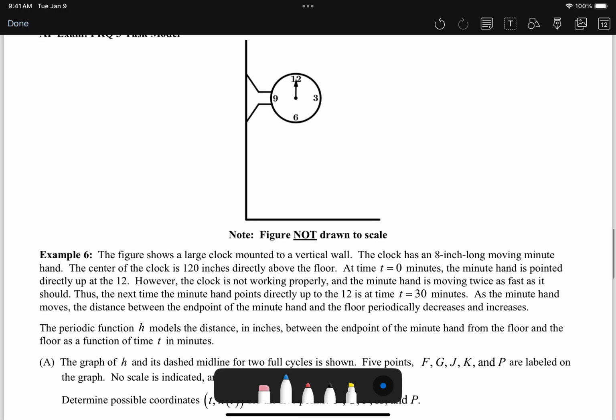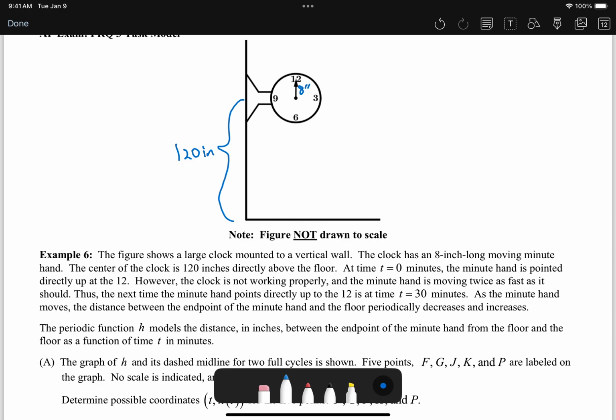So we have a large clock mounted on the wall. It's 120 inches off the floor, okay? So let me put this in perspective. It says it's 120 inches off the floor, I think. Yeah, the center of the clock. The hand of the clock is 8 inches, okay? And the clock's not working.